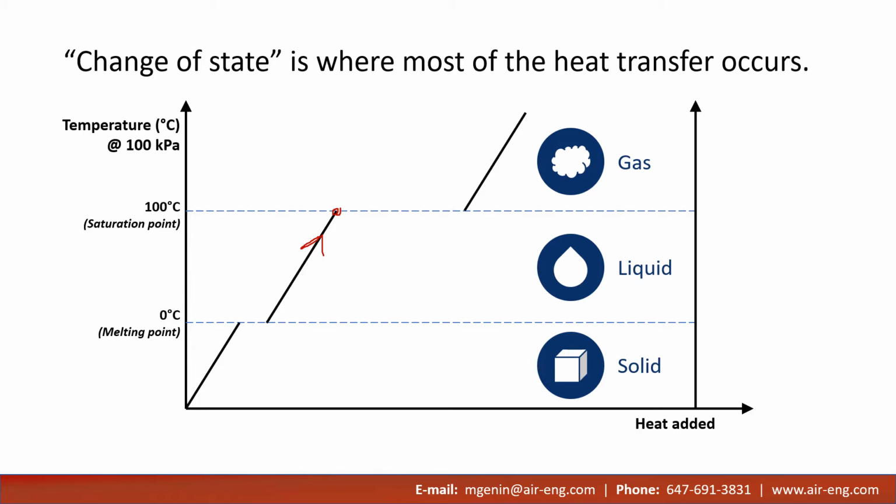At this time, heat is added, but the temperature remains the same, about 100 degrees Celsius in the case of water. Heat continues to be added, but the energy is going towards changing the state from liquid to gas. During this process, there's a combination of both liquid and gas refrigerant, but this is known as a saturation point. Temperature remains constant.